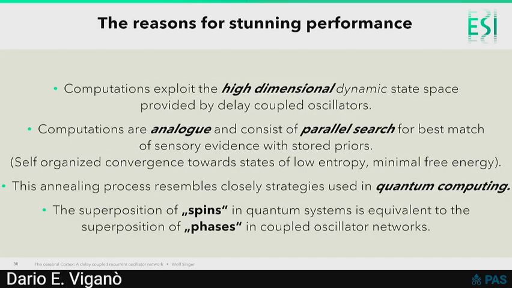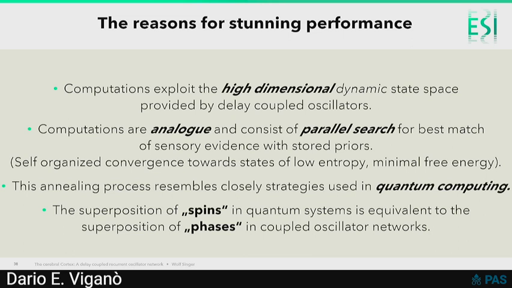So what are the reasons for this stunning performance? We think it is the high dimensional dynamic space that we get. It's the fact that these computations are all completely analog, which allows for a parallel search for the best match of sensory evidence with the stored prior. It's a virtually simultaneous comparison that leads to collapse of the state space into a subspace that is classifiable. It's self-organizing, and it has low entropy and less free energy than the ongoing activity.